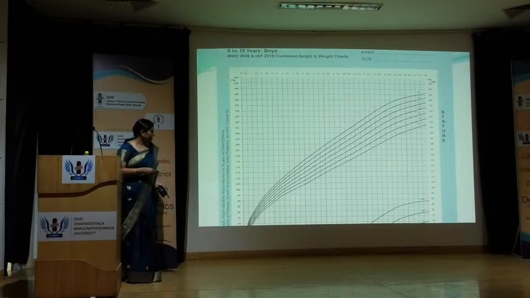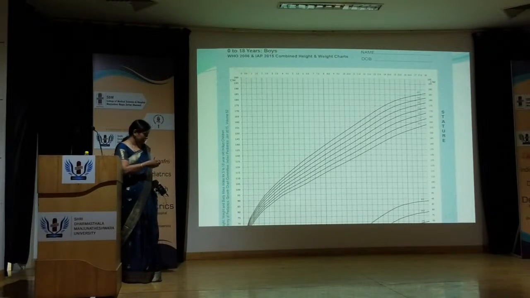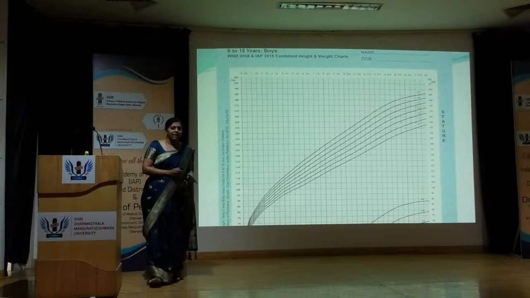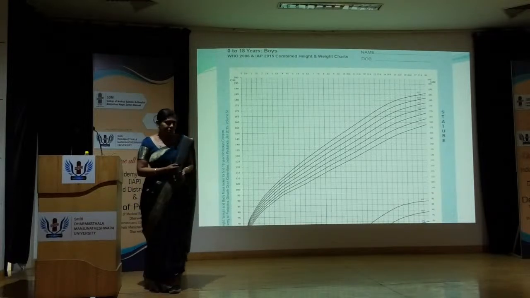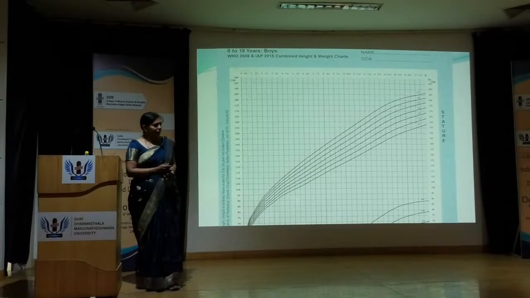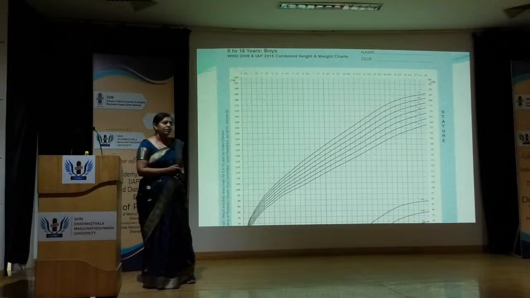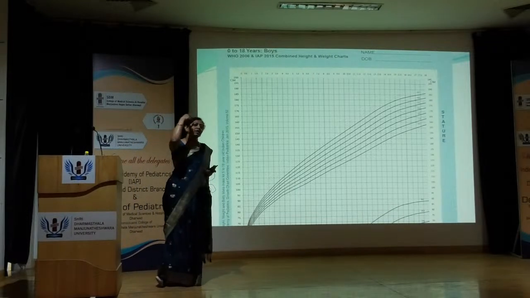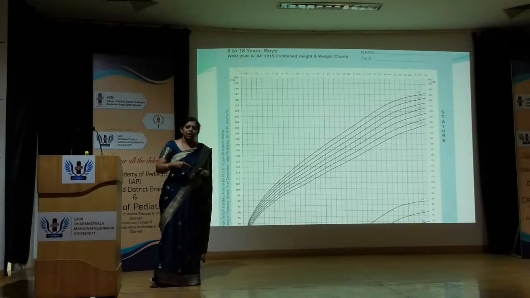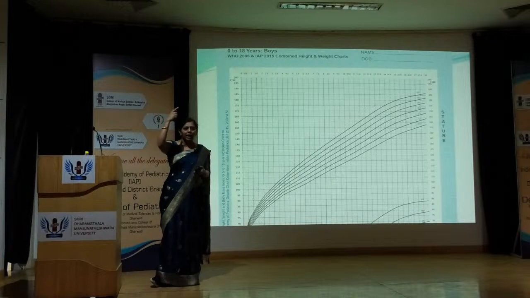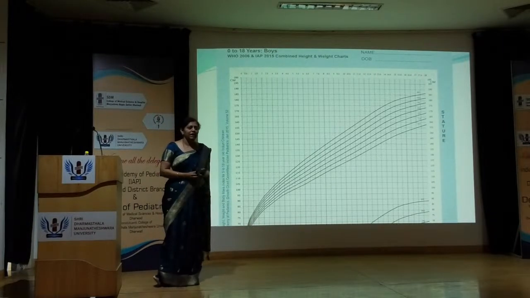Similarly in the height, the same parameters are used. Why are there 7 lines here, not in the WHO growth charts? How many lines are there? 7 lines, right? The middle one is the 50th centile, the last ones are the 3rd and 97th. Then you have the 10th down, 90th above, 25th down, 75th. So there are 7 lines in that.